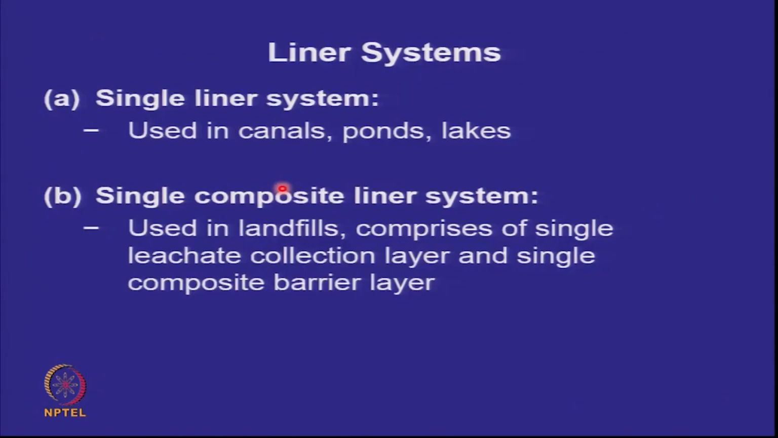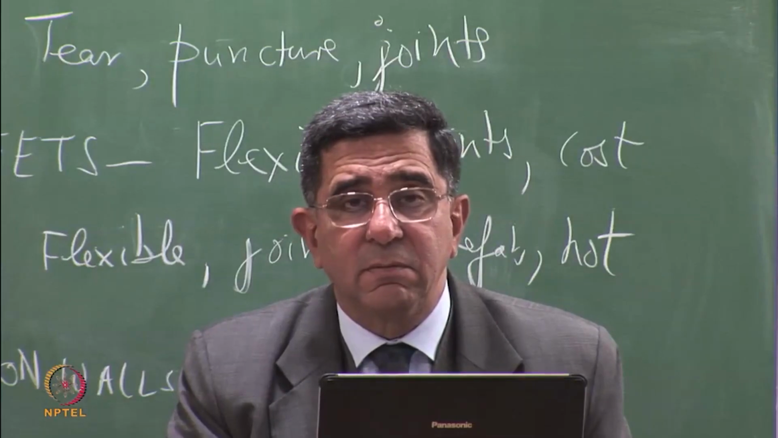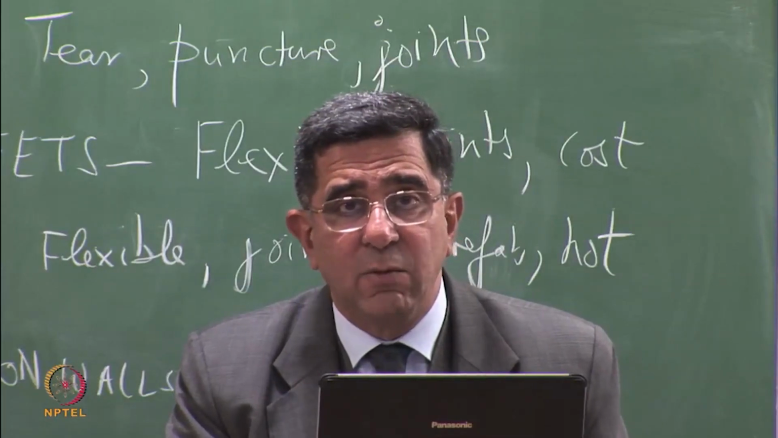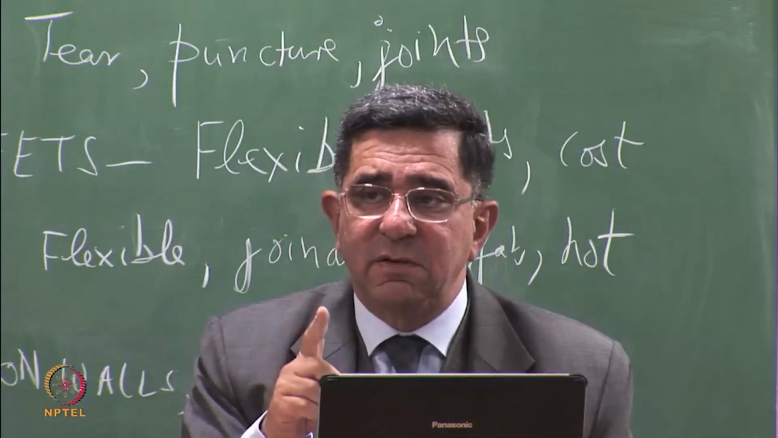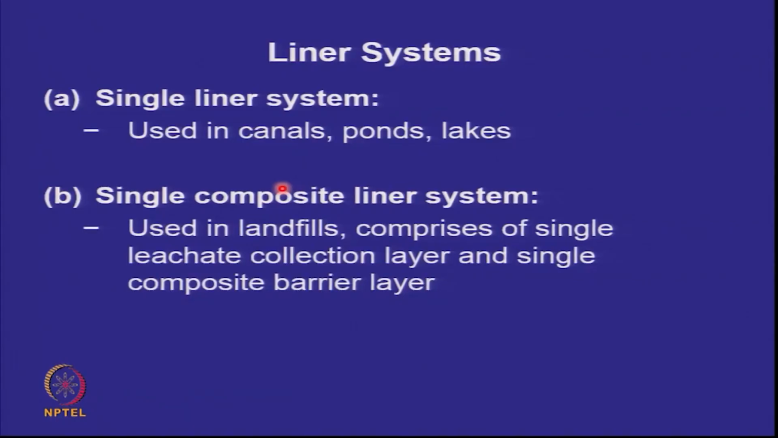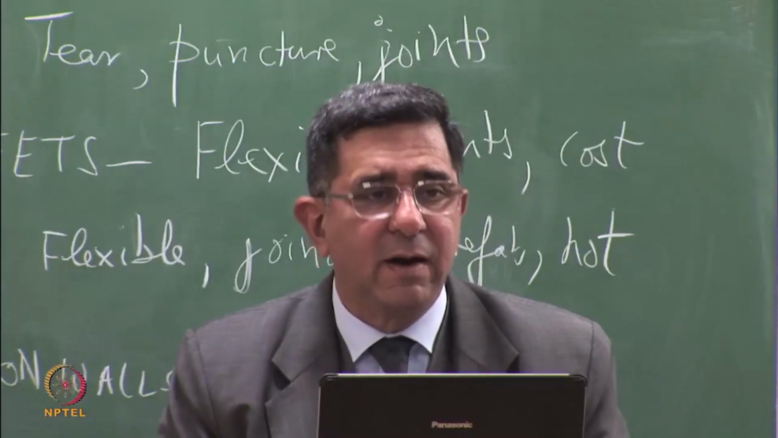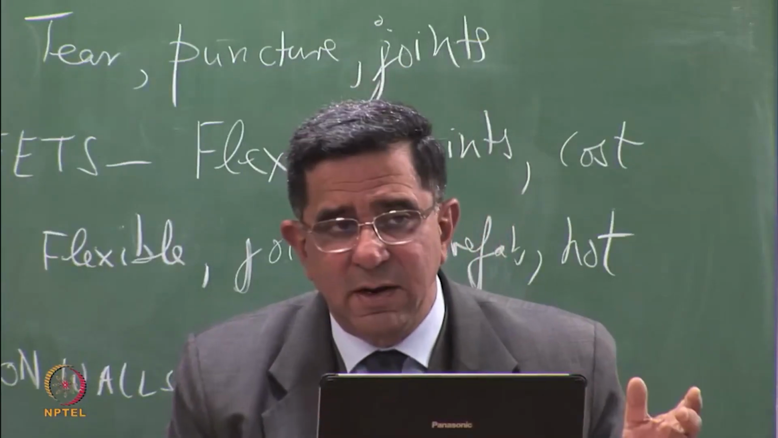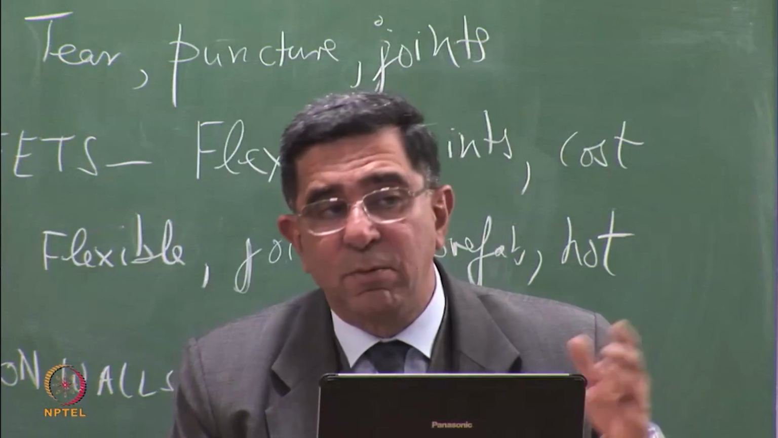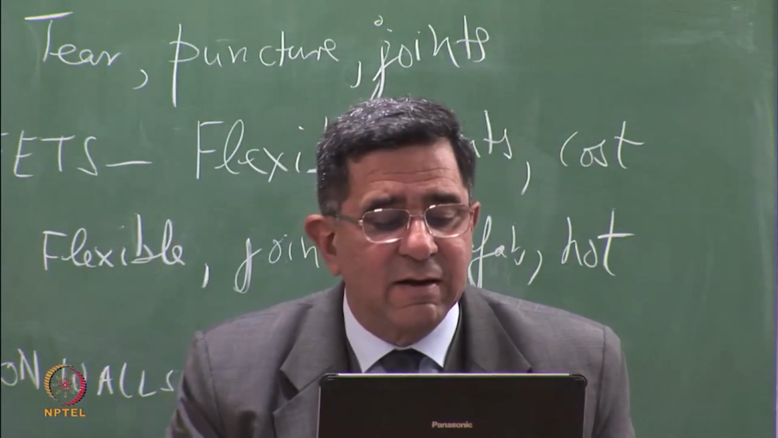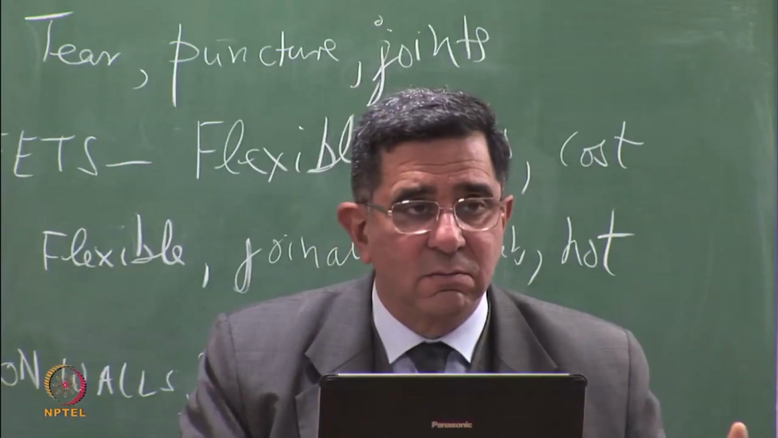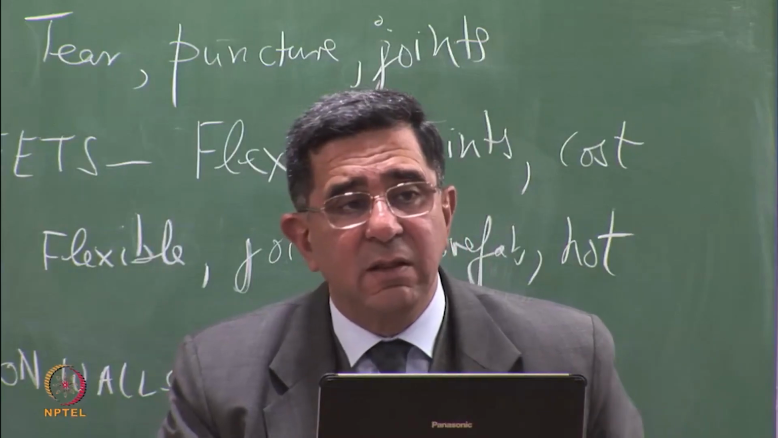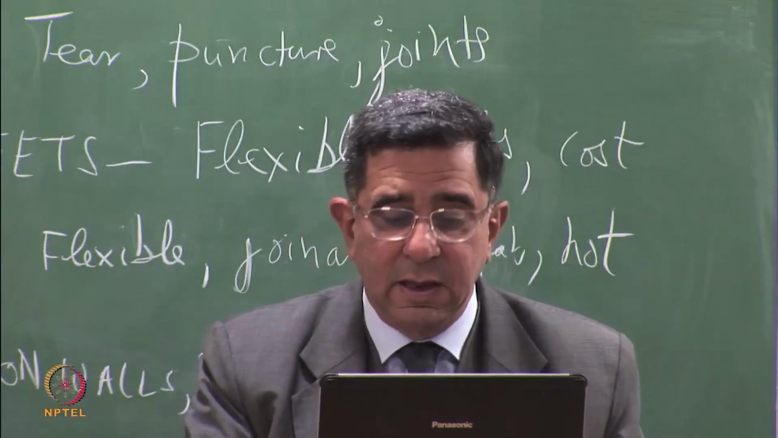Okay, I'd like to try and wind up now. A single liner system means it's not composite. It has one of the elements, right? It may have clay, it may have geomembrane, but it is not composite. Please understand single liner systems are different from single composite liners. A single composite liner is what we saw: clay in intimate contact with geomembrane.